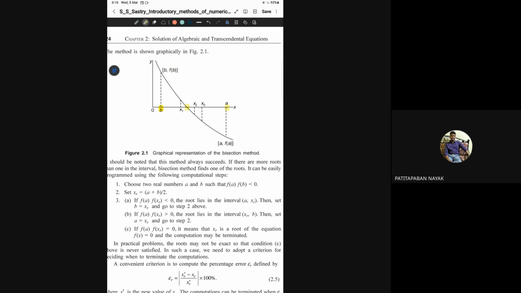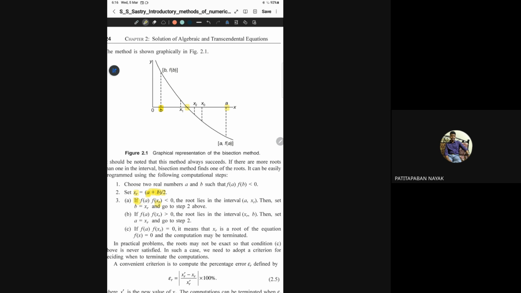At a, f of a is not equal to 0, and f of b is also not equal to 0. But we are interested in finding the value of x where f of x is equal to 0. So what we do is set xr equal to a plus b by 2. All right, so that's what I was telling.